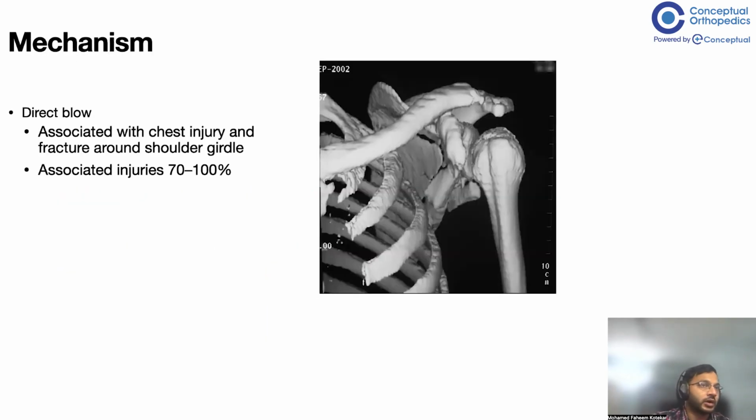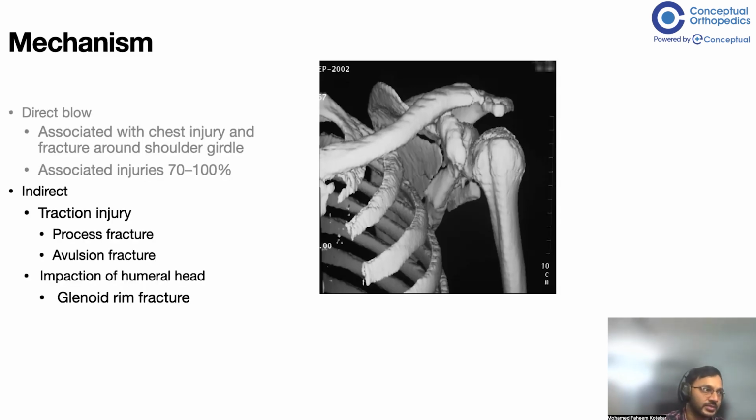Mechanism wise, it can be a direct blow. In a direct blow, there is an associated injury of the chest as well as of the rest of the shoulder girdle. And the chances of, say, even a single rib fracture or multiple rib fractures, chest injuries, hemothorax, pneumothorax are about 70 to 100%.